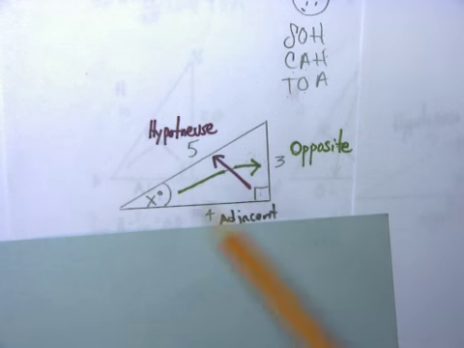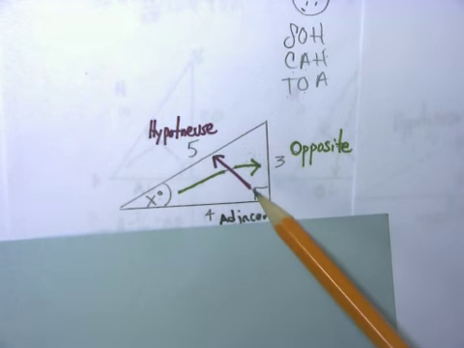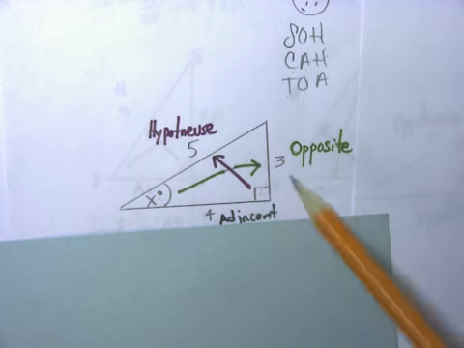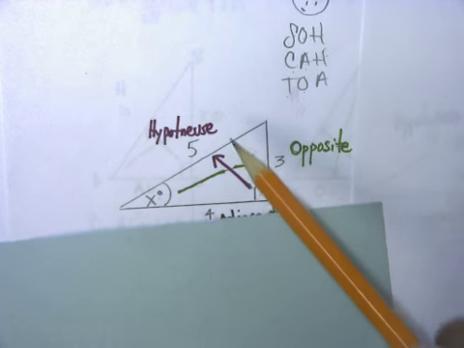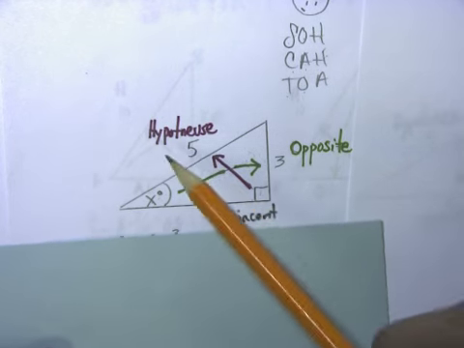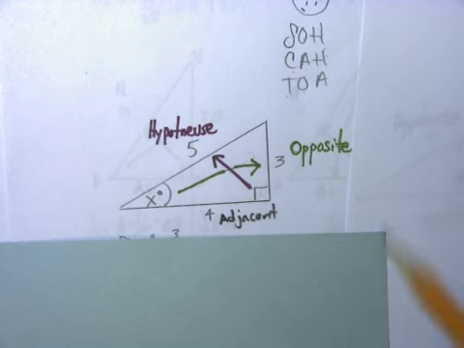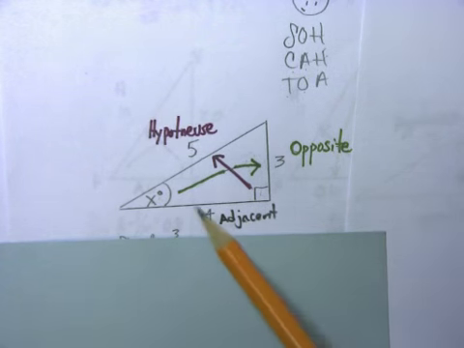Why is it the opposite? Because it's across from my angle X. Obviously, we know that the hypotenuse is always across from the 90-degree angle, right? There's my 90-degree angle. How to identify the hypotenuse? We've discussed it in class. It's across from the 90-degree angle. So that's my hypotenuse. That's always my hypotenuse.